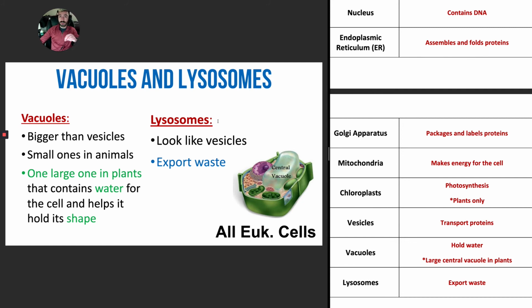Lysosomes are the last one we're going to talk about today, and we're only going to talk about them very briefly. They look like vesicles, they're very similar, but they serve a different purpose, and that is to export waste. So that could be waste from processes. So if a cell is making something and has a waste product, lysosomes get rid of that. If something enters the cell that maybe shouldn't be there, lysosomes, among other things, help get that out. And so lysosomes get rid of waste, vacuoles store things, and most of the time, specifically water.